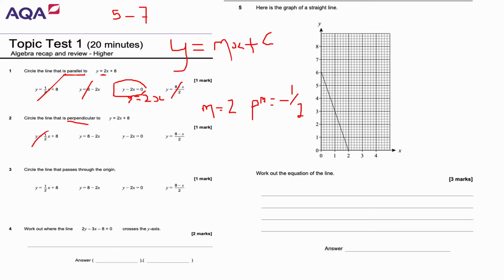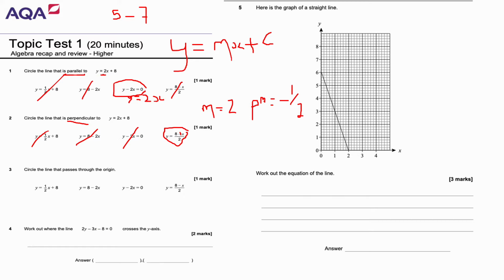Well, it can't be this one, because that's got a gradient of a half, not minus a half. It can't be this one because it's minus 2. It can't be this one because it's parallel, so it has to be this one here, because the gradient of this one is equal to minus a half. Imagine that I've got a 1 in front of the x there. 8 divided by 2 is 4, and then I've got minus 1x over 2, which is the same as saying minus a half x. It's just a conventional way of writing it.